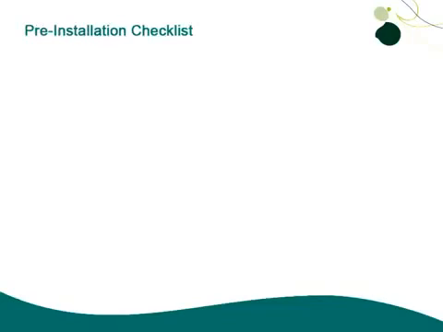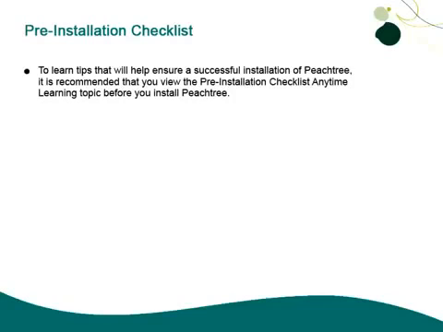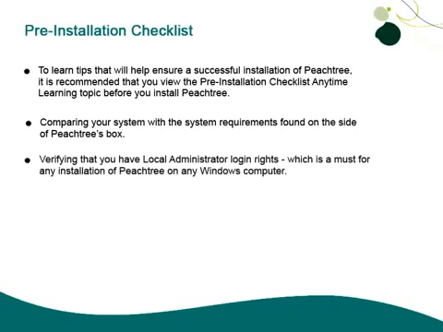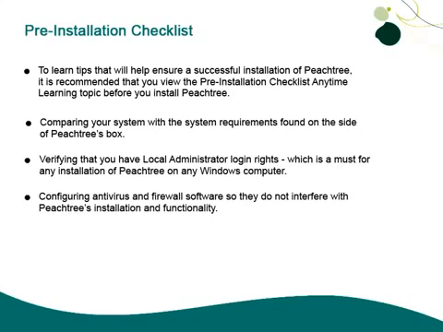Before installing Peachtree, it's always a good idea to prepare your system for the installation. To learn tips that will help ensure a successful installation of Peachtree, it is recommended that you view the pre-installation checklist Anytime Learning topic. The pre-installation topic will walk you through optimizing your system for a Peachtree installation, including comparing your system with the system requirements found on the side of Peachtree's box, verifying that you have local administrator login rights, which is a must for any installation of Peachtree on any Windows computer, configuring antivirus and firewall software so that they do not interfere with Peachtree's installation and functionality, and more.